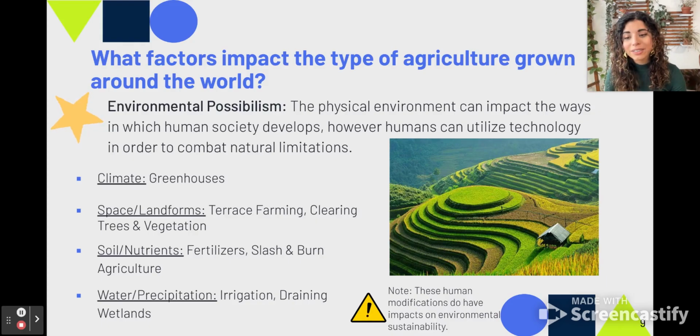We have soil and nutrients. Fertilizers are a great part of modern technology. Slash and burn agriculture also helps to put more nutrients into the soil. For water and precipitation, if that is a challenge, we have irrigation, and also in areas where there's too much wetland, they know how to drain them.